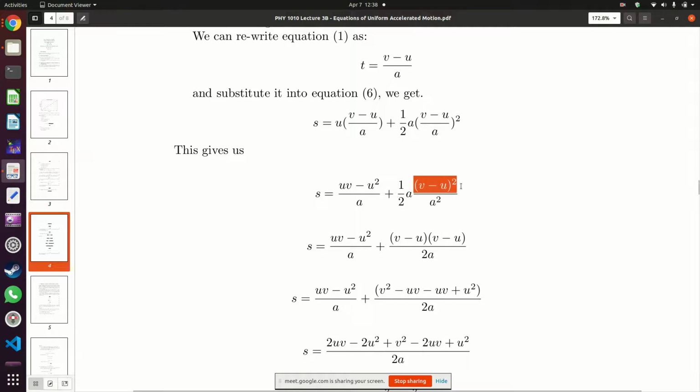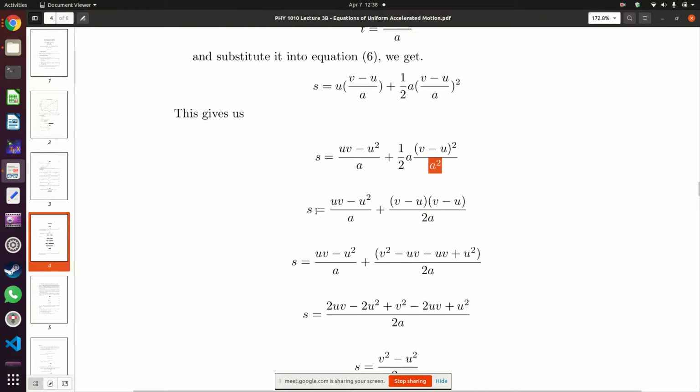Then you've got this guy squared. Then there's an a squared here at the bottom. So you've got an a here and there's an a squared there, so one of them cancels out. So you end up with, and you expand this, s is equal to uv minus u squared divided by a plus uv minus u, then at the bottom, because you've cancelled out one of the a's, you multiply this 2 times the a, you end up with 2a.